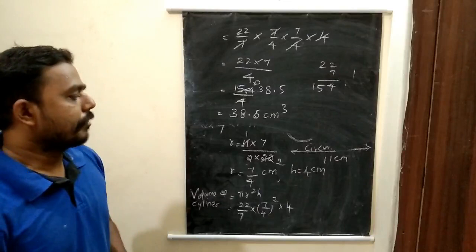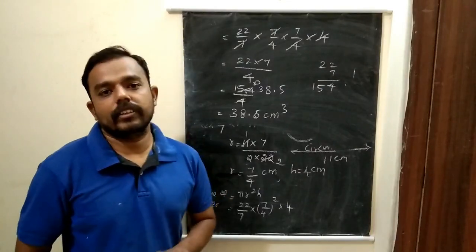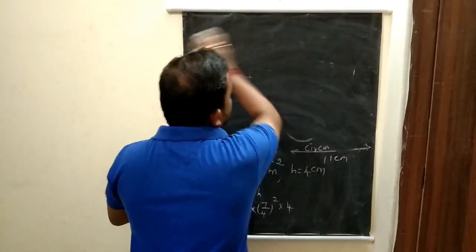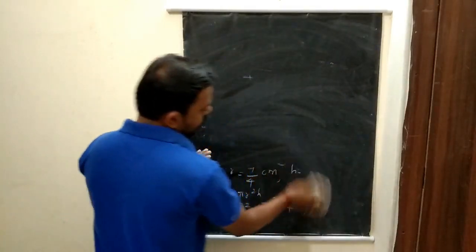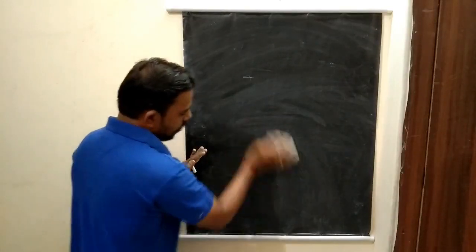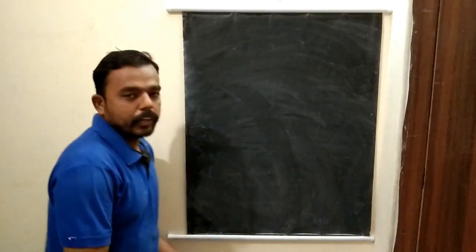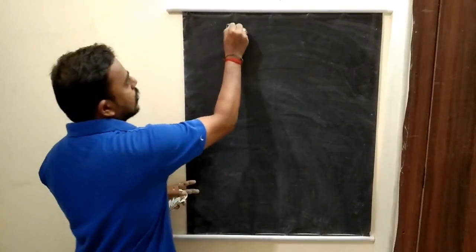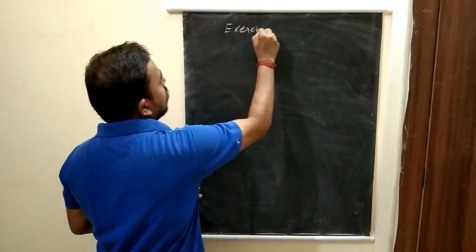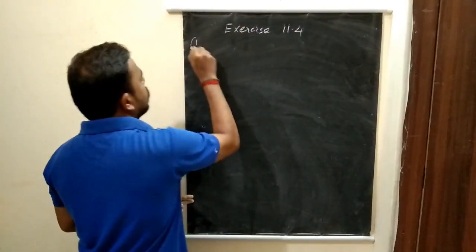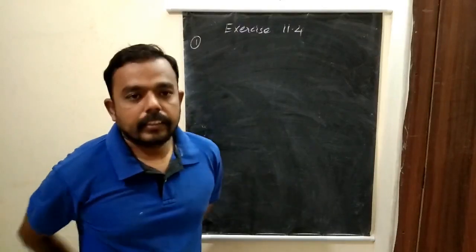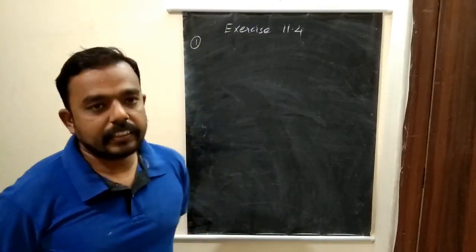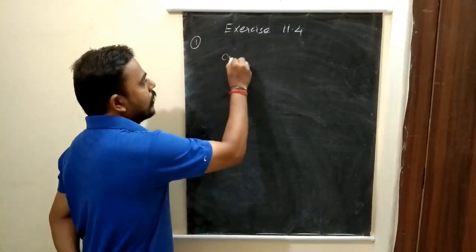So here the idea is to find the radius by using the circumference of the circle. The same way we are going to solve some exercise problems. So exercise 11.4, first problem. Things are given. A cylindrical tank. We need to think about only the cylinder.